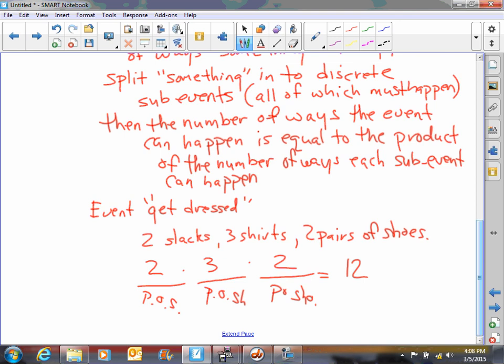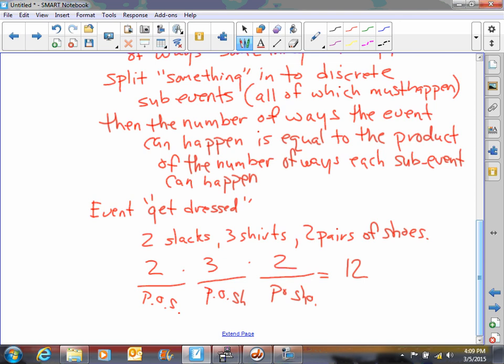So when you're trying to count something that is a complex process, if you can split it up into discrete parts, all of which have to happen so that the big event happens, and then you can count the discrete parts, the number of ways for the big event to happen is the product of the ways for each of the little events to happen. That's the fundamental counting principle.